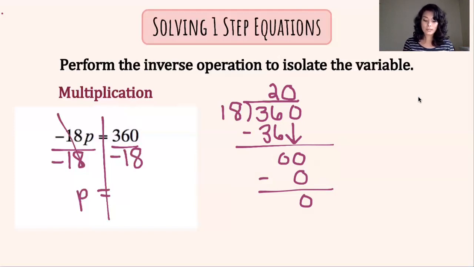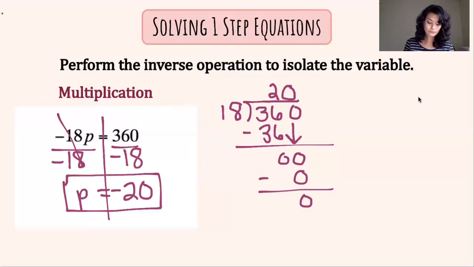So 20 is my answer, but as I mentioned before, I always go back and I double check the signs in case I need to adjust. The 360 was positive, the 18 was negative. Different signs give you a negative when you divide. So I need to adjust the sign of my answer. It's a little crooked, there we go. That's better.